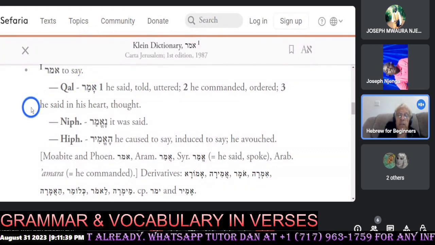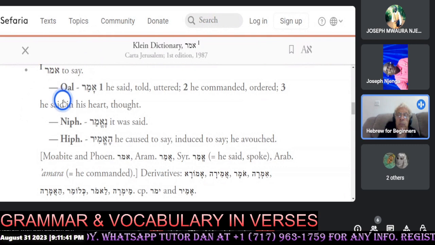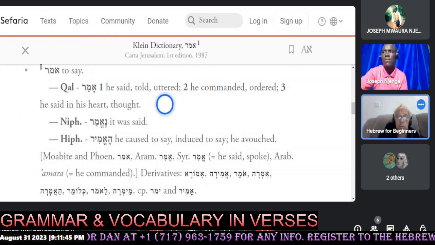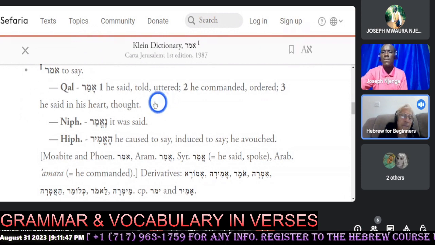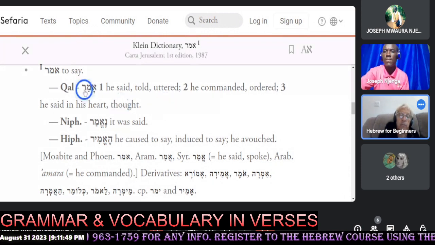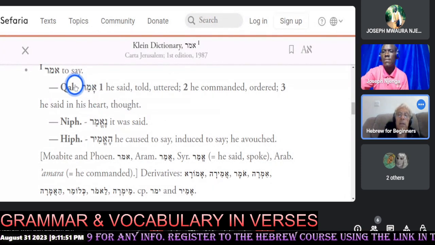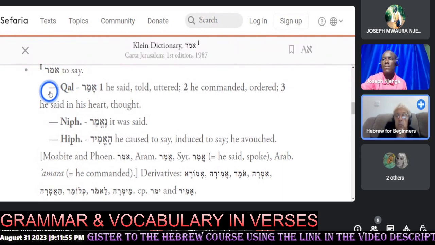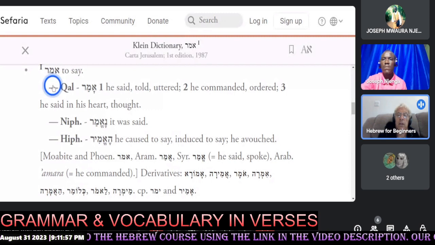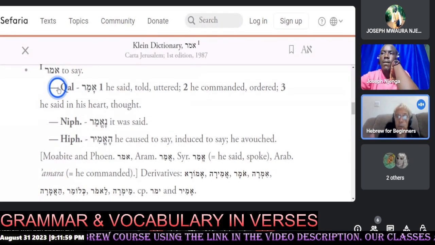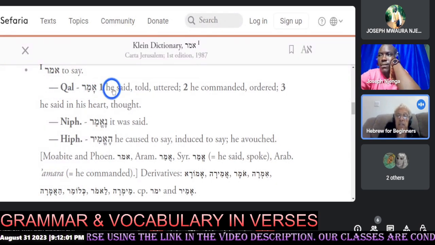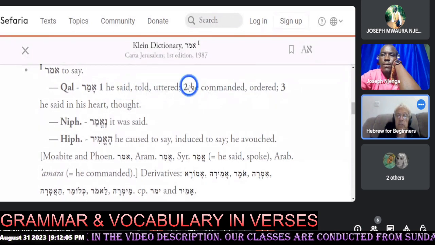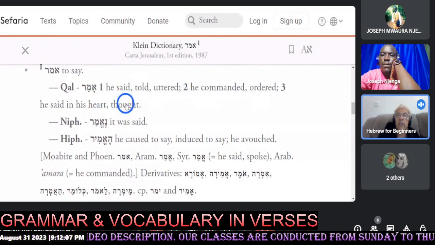And now we've become not just Hebrew readers, but Hebrew translators. And then we can learn the different meanings of Amar depending on what verb class it is, what binyan it is. So the very first verb class is called Kal, the simple verb class. Amar: he said, told, uttered. He commanded, ordered. He said in his heart, he thought.